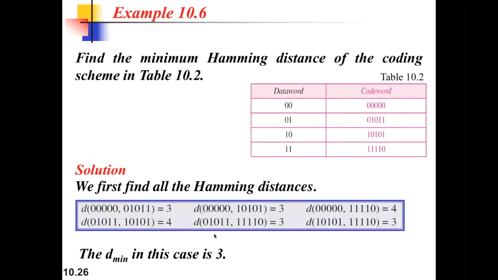Let's do another example. In this example, we also find the Hamming distances of all these code words. We can make their combinations like I did in the last example, and you find the Hamming distances. Their Hamming distances are 3, 3, 4, 4, 3, and 3. What is the minimum number of these? Yes, Salman, mashallah, you are right. The minimum of these numbers is 3. So the minimum Hamming distance is 3.